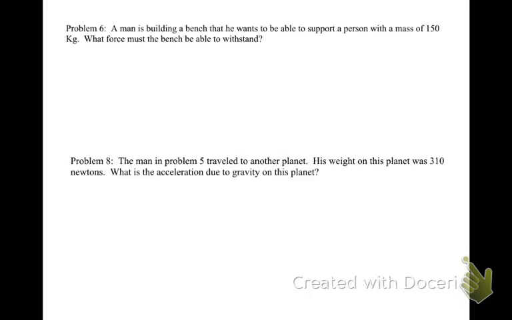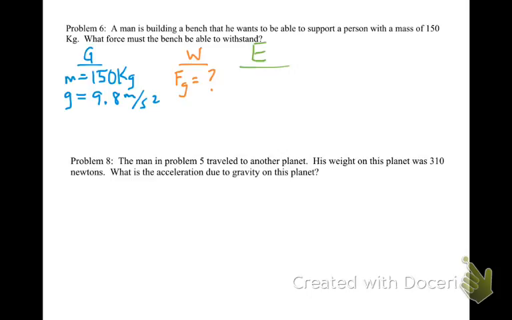Let's write down our givens. So we've got our mass is 150 kilograms. And again, it doesn't say that we're not on Earth, so our acceleration due to gravity is 9.8 meters per second squared. Our wanted is our weight force, because that bench needs to be able to support our weight, or this man's weight. Our equation, Fg equals mg.